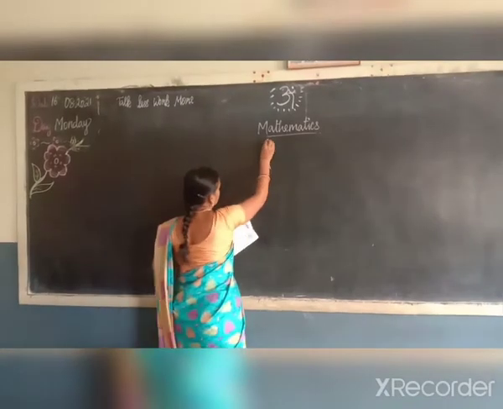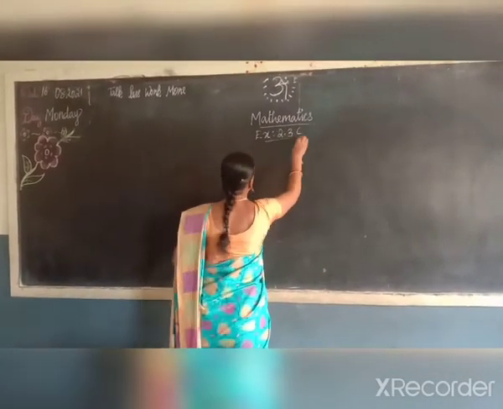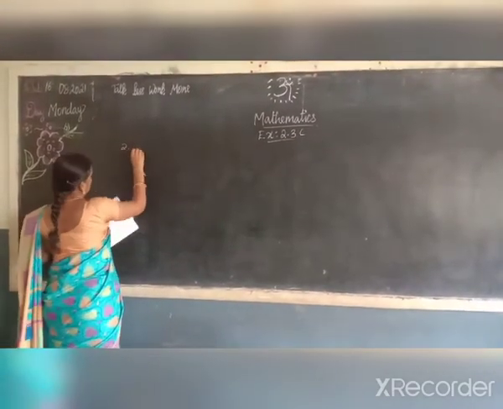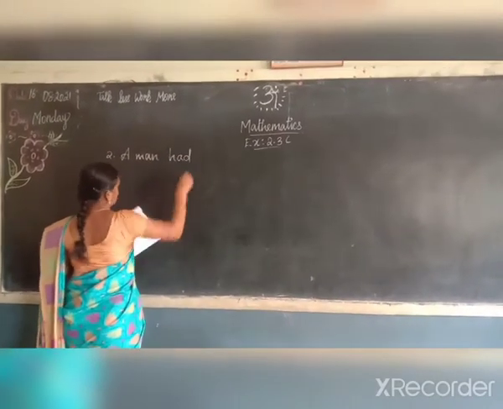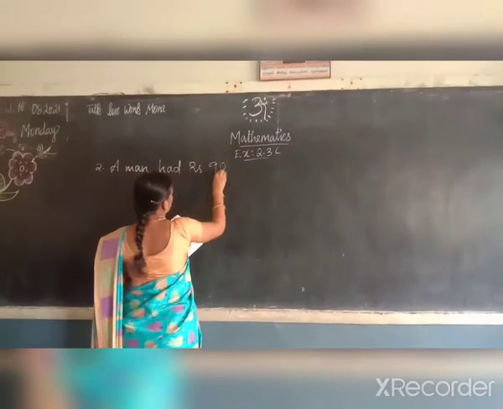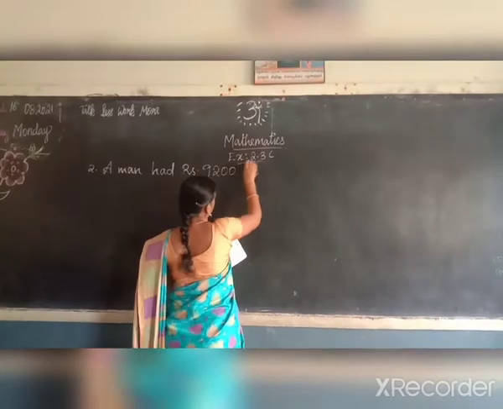Exercise 2.3c, second one. A man had rupees 9200 in the bank.